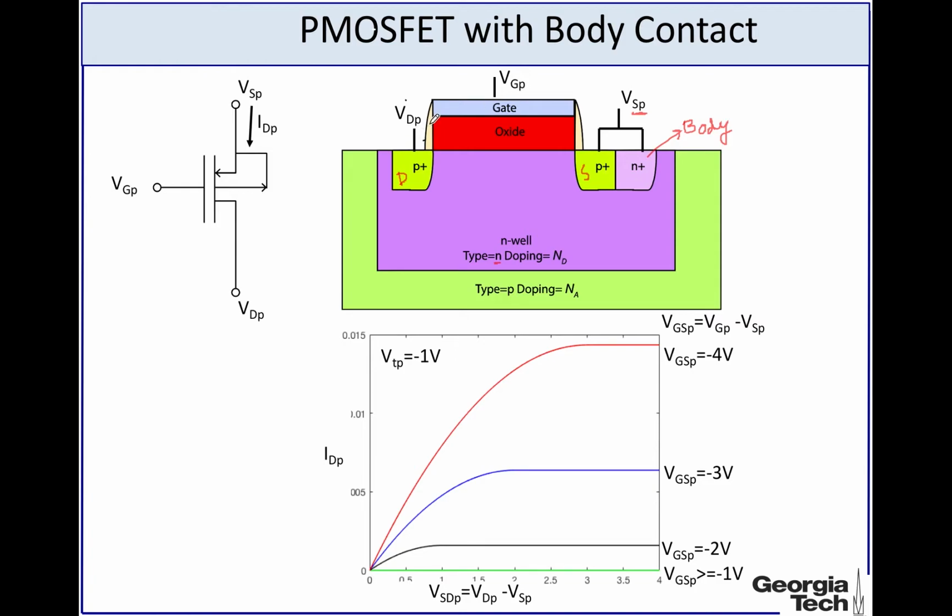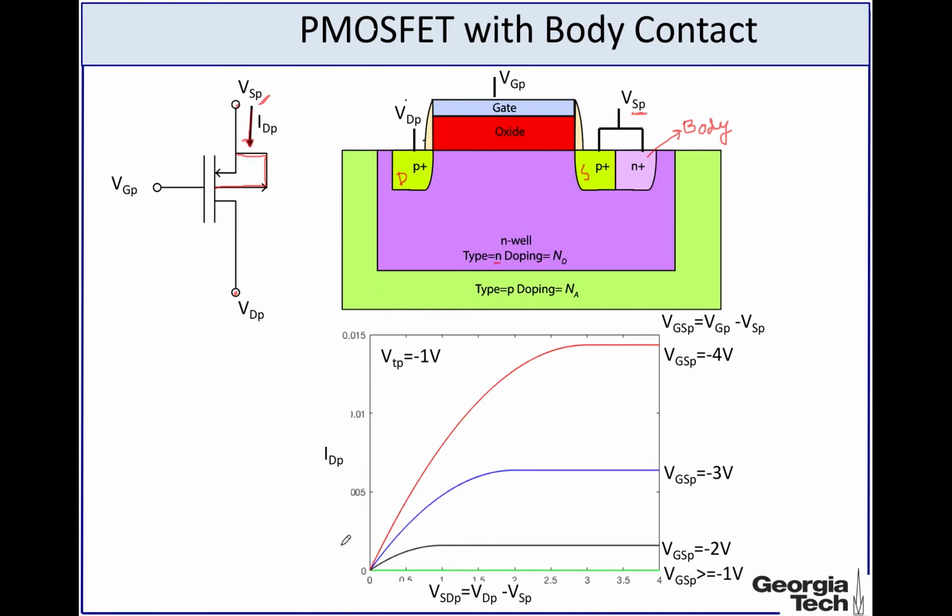Alright, so now let's look at the current that flows between the source and drain. Now for a P MOSFET, this terminal is the source and this terminal here is the drain, and the body contact, because it's shorted to the source, is drawn like this. And note the current, the way we are drawing it, flows from the source to the drain.